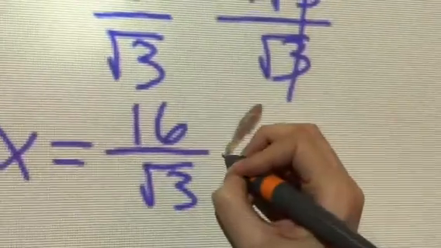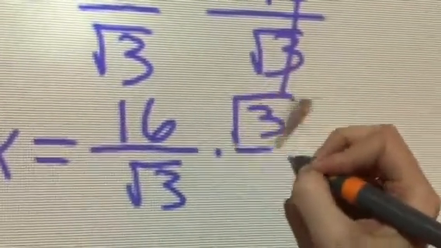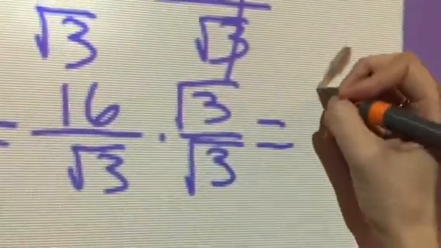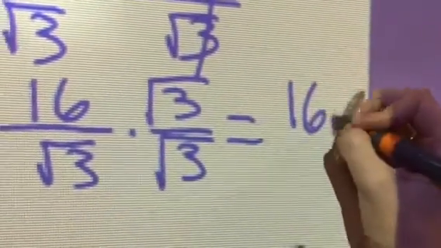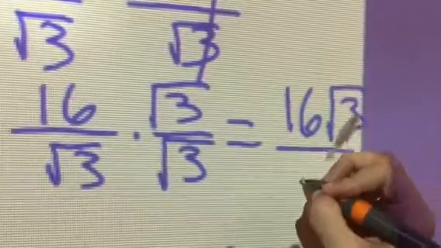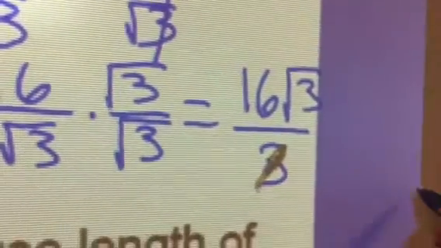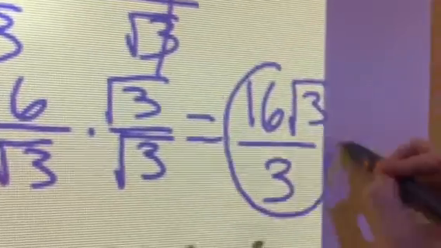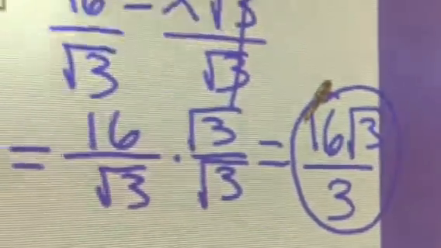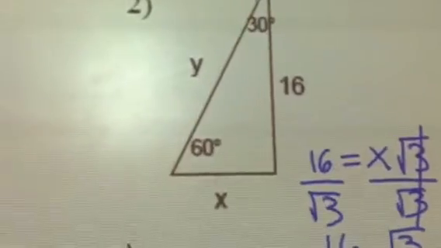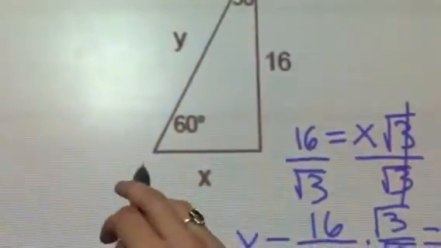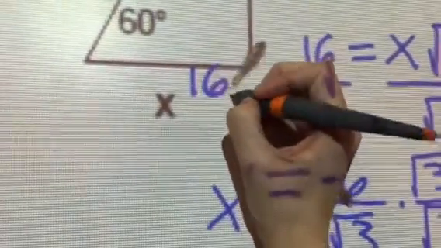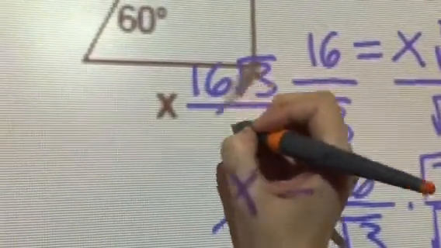And then of course we got to get rid of that radical. So we multiply top and bottom by root 3. That simplifies to 16 root 3 over 3. And I always check and see, can I simplify the 16 and the 3? Which I can't, so that is my value for x. So looking back at my problem, I found my short side. Short side here is 16 root 3 over 3. So I'm going to label that 16 root 3 over 3.